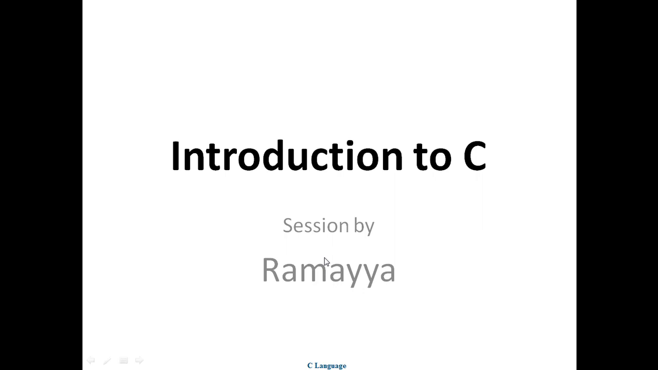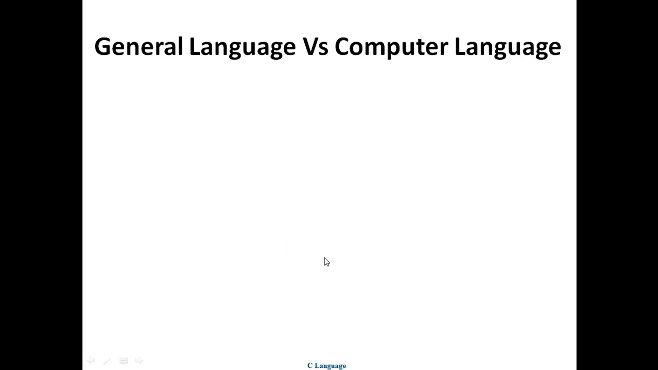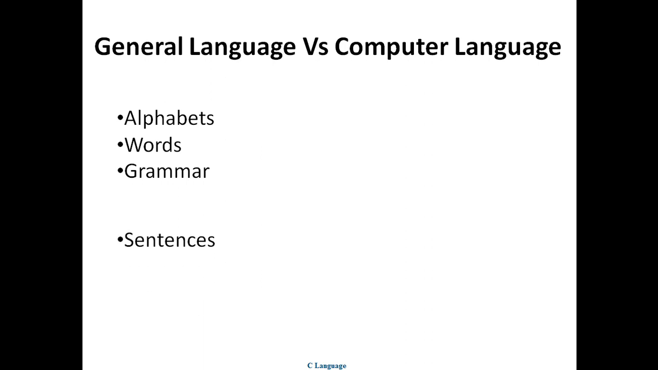Here in this, we will be seeing the difference between the general language and the computer language. How do we learn them? In the general language, first of all, we will learn the alphabets, then the words, then the grammar, then sentences, and paragraphs. So this is the way we will learn the general language.